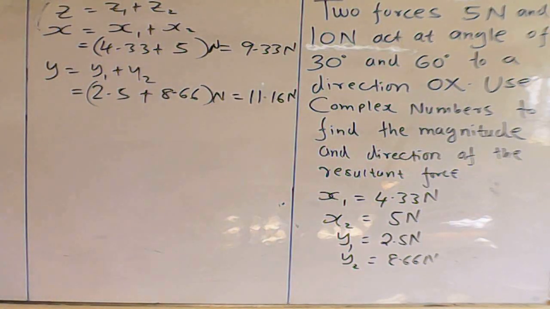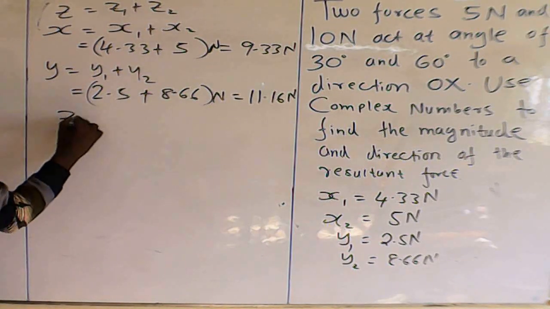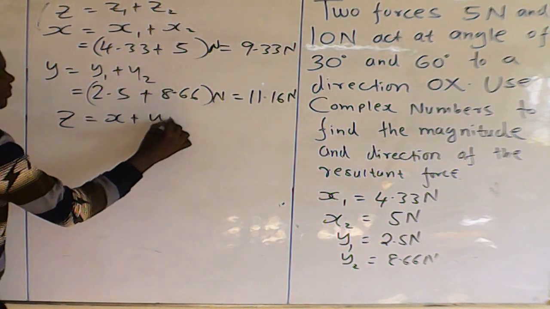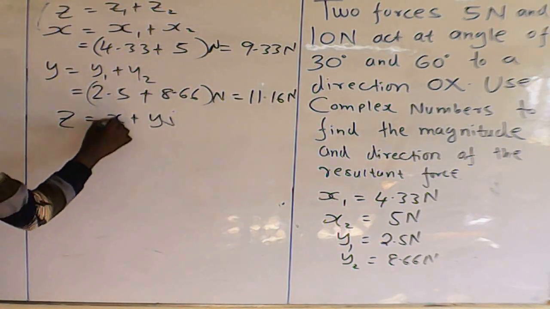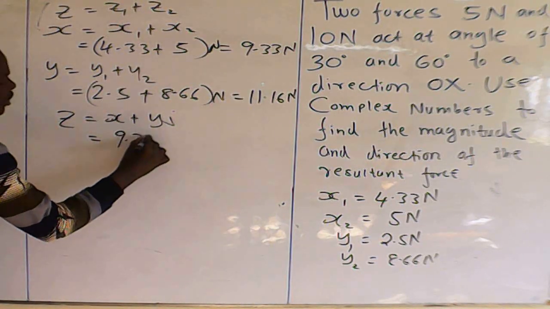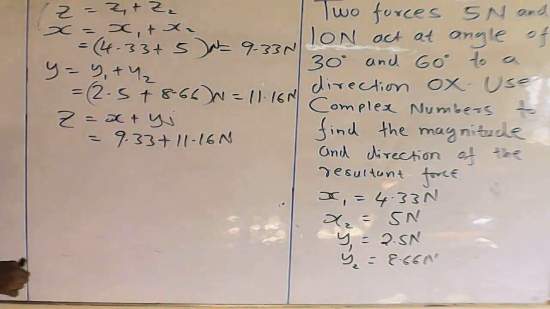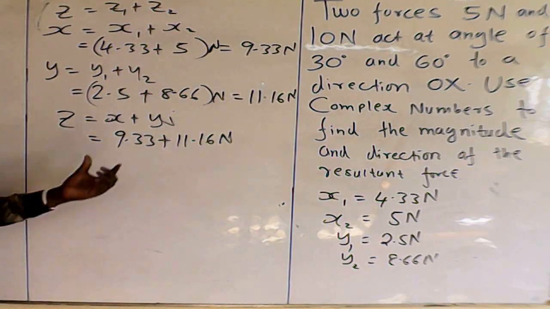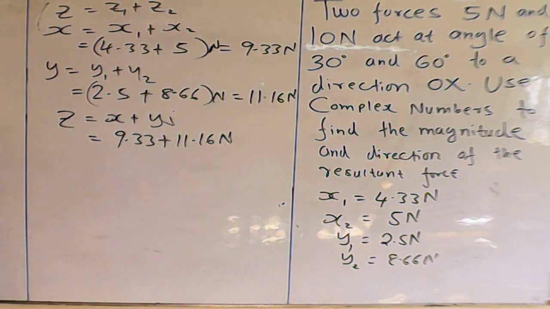11.16 Newton, isn't it? So after you found the resultant X and Y component, you know Z is in the form X plus Y, isn't it? Yes. So if you substitute, you get X is 9.33 plus Y is 11.16 Newton. Are we together? Yes. So we've used complex numbers to determine this resultant force.